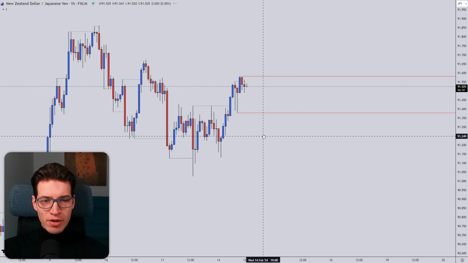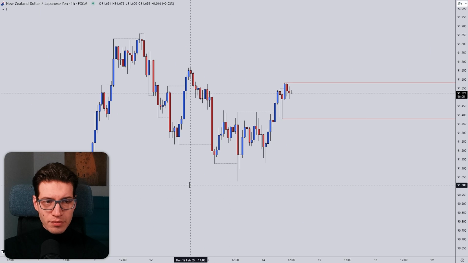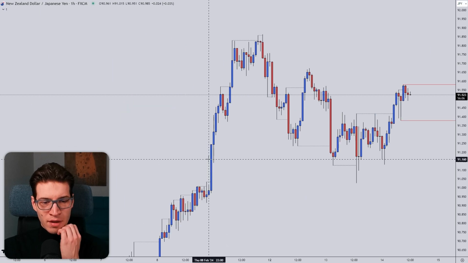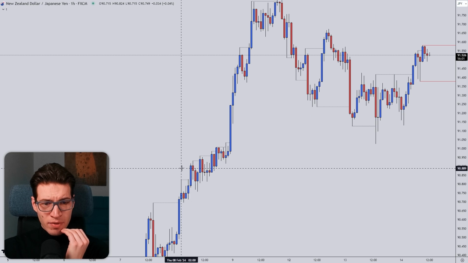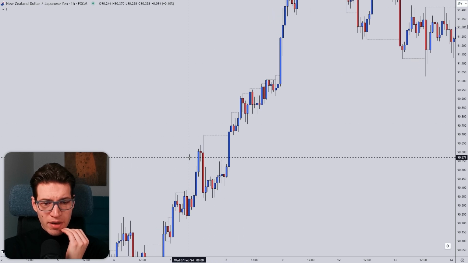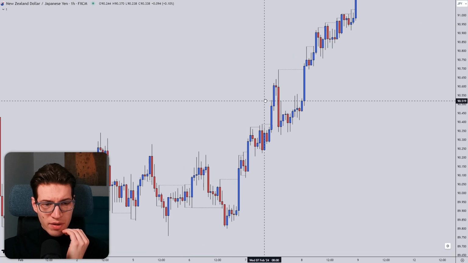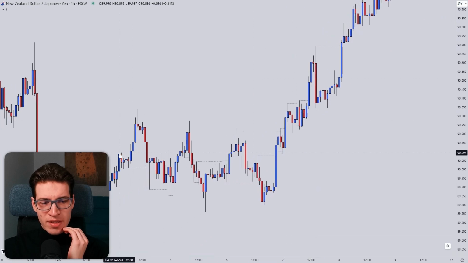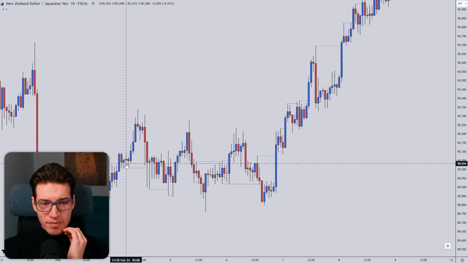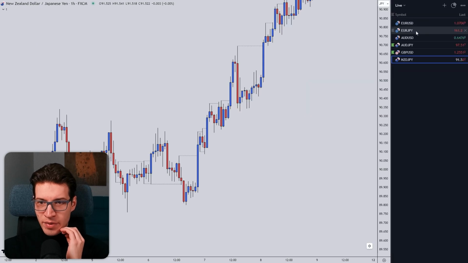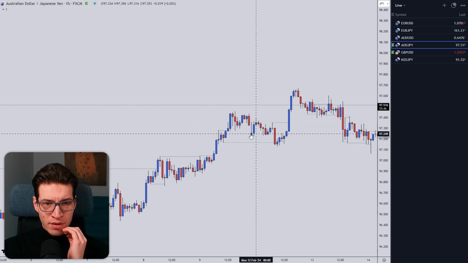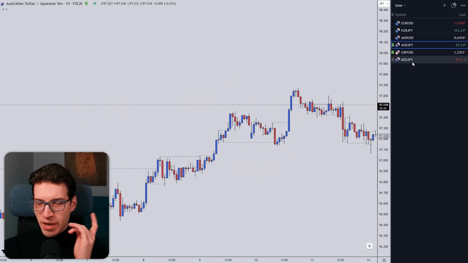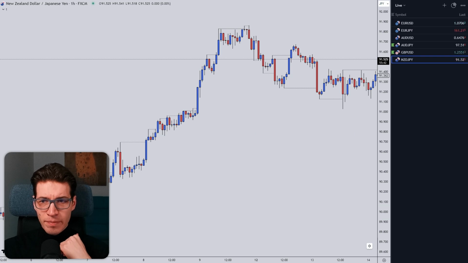So, final pair, New Zealand Japanese yen. Let's see what happened. Last Wednesday was around here, okay. Somewhere around here. Okay, so NFP, I was wrong. I know I said that NFP Friday happened here, but it did not. Okay, my mistake. It happened the week before.